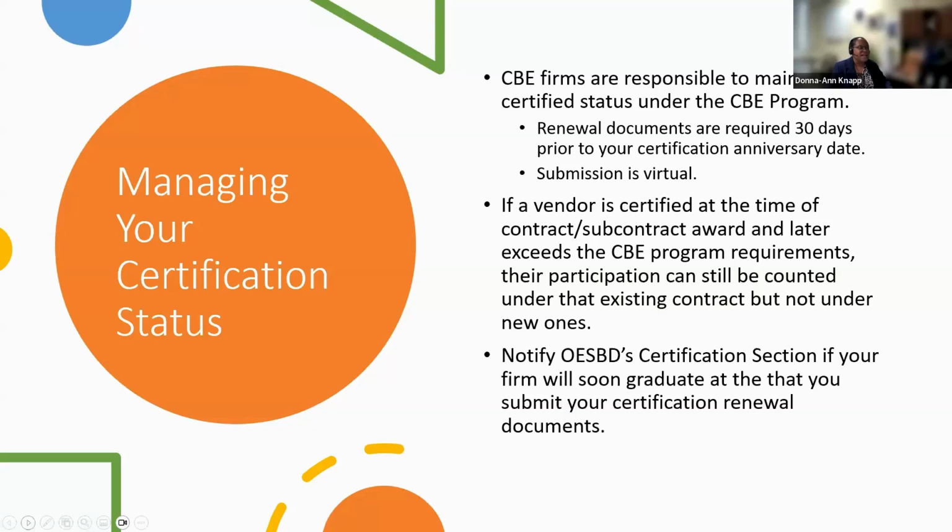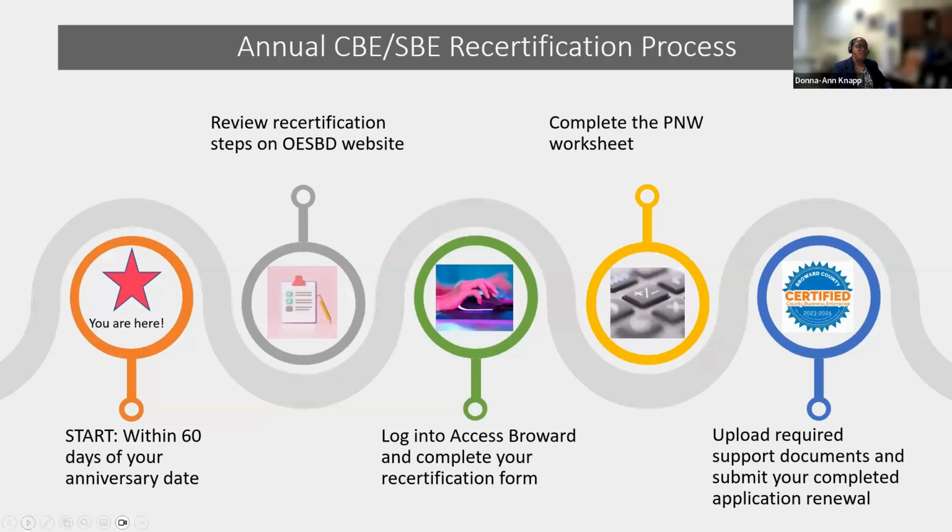However, you cannot then present yourself as being CBE certified and eligible for any new opportunities that you weren't already a part of. So be mindful of your anniversary date. It's just like a wedding anniversary. It's the same date on the same month of every year by which you need to submit your continuing eligibility documentation. You can't actually complete your renewal before 30 days prior to your anniversary date, but our recommendation is set a tickler on your calendar 60 days out.